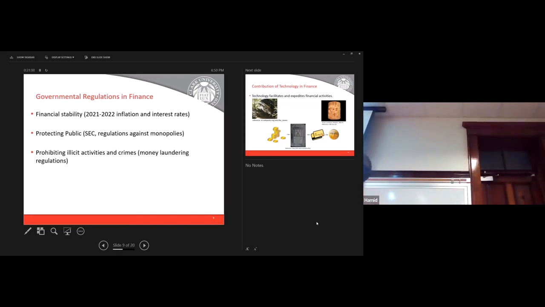Another one is prohibiting illicit activities and fraud. So, money laundering. Money laundering regulation in the US is one of the biggest ones.